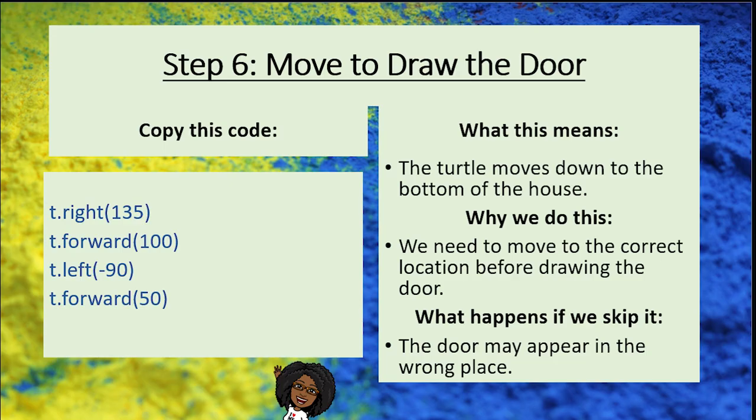Step 6. Move to draw the door. Copy this code. You can pause the video while you type. What does this mean? The turtle moves down to the bottom of the house. Why do we do this? We need to move to the correct location before drawing the door. What happens if we skip it? The door may appear in the wrong place.